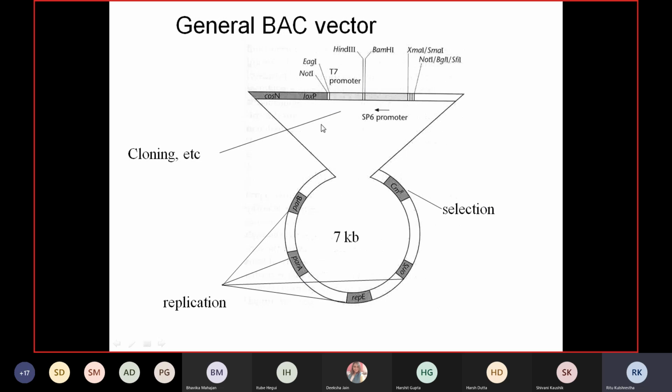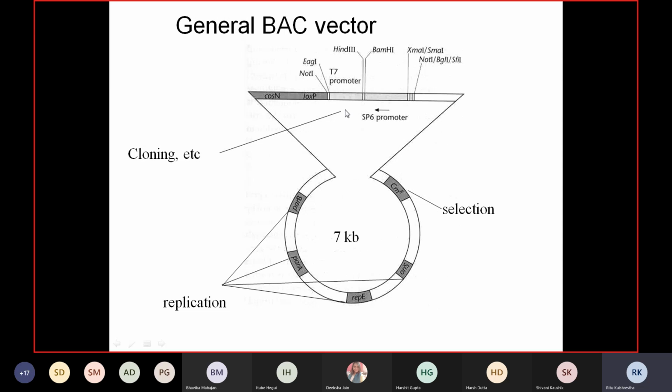So these lox sites are recognized by a recombinase called Cre recombinase, and a cut is made here. Similarly, the cos site has also been introduced, which is recognized by an enzyme called terminase, which makes a cut here. So these options are also given here if you want to linearize BAC vectors. Why in some cases would we want the BAC vectors to be linearized after cloning?